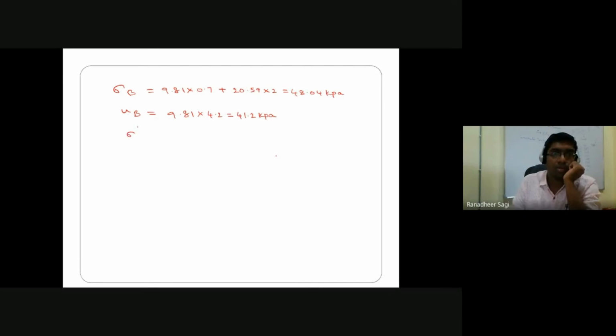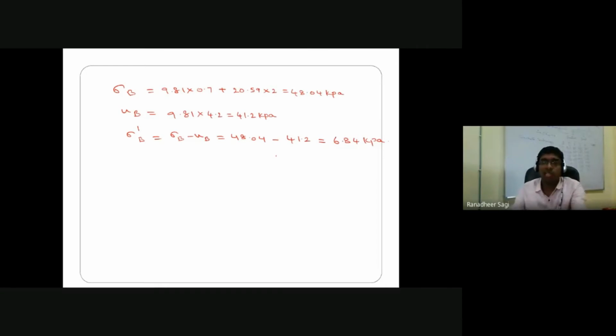So my effective stress at point B is total stress minus the pore water pressure at point B, which is equal to 48.04 minus 41.2. 4 kilopascal is my effective stress at point B. So all the data asked at point A and point B are calculated.